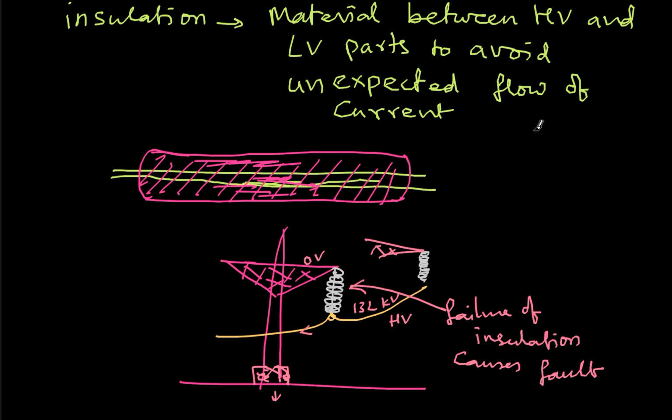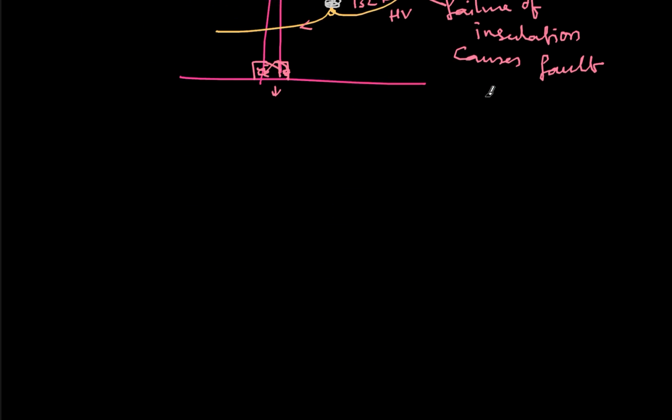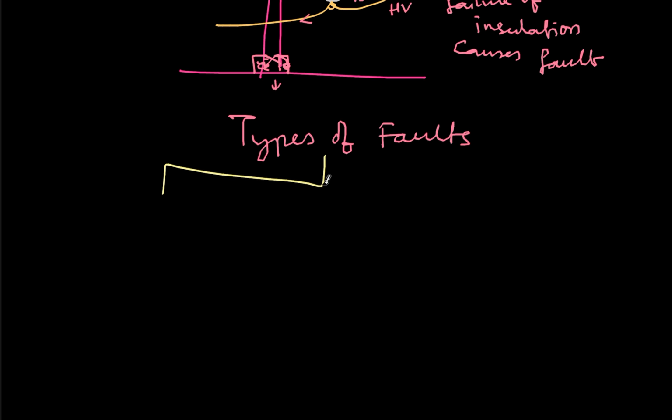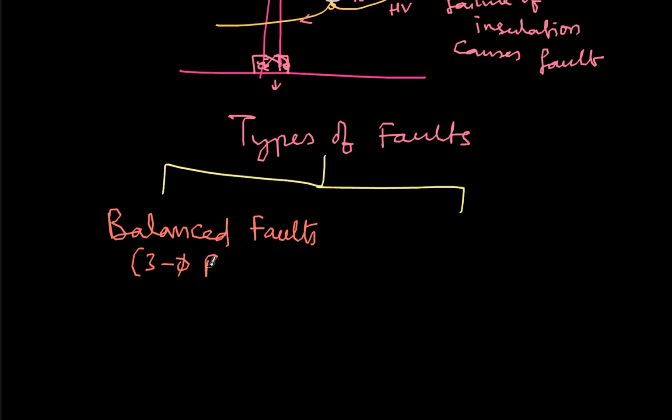So what are the types of faults? So we had seen this, types of faults. Broadly, you can classify faults into two types. One is balanced faults, that is three-phase faults, and the other is unbalanced faults.